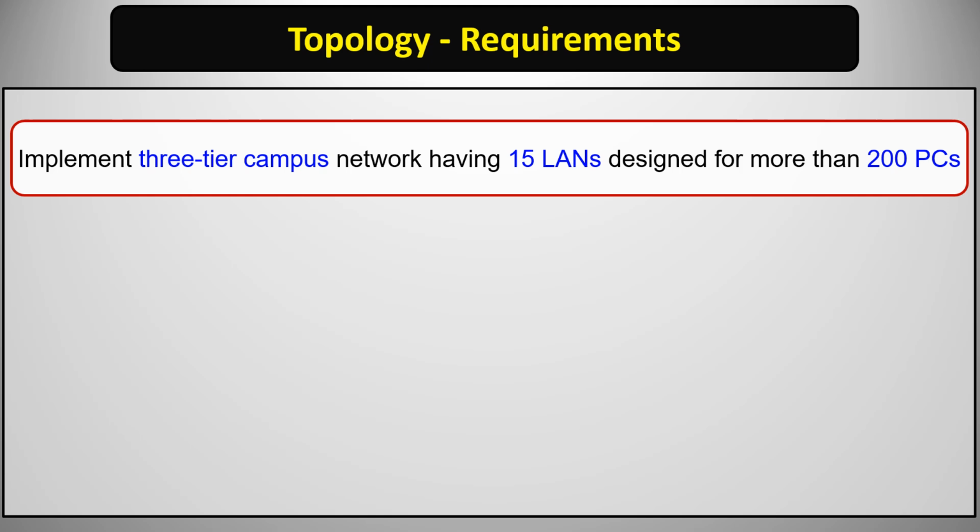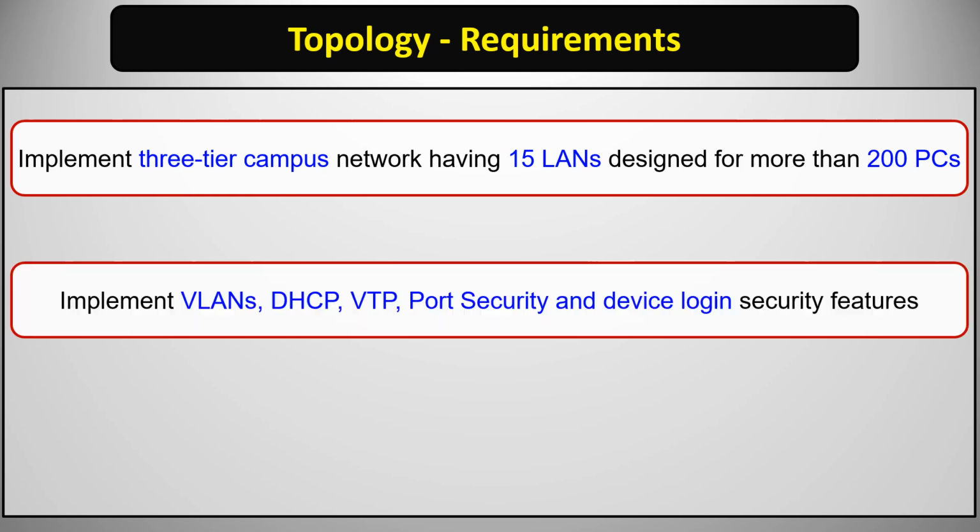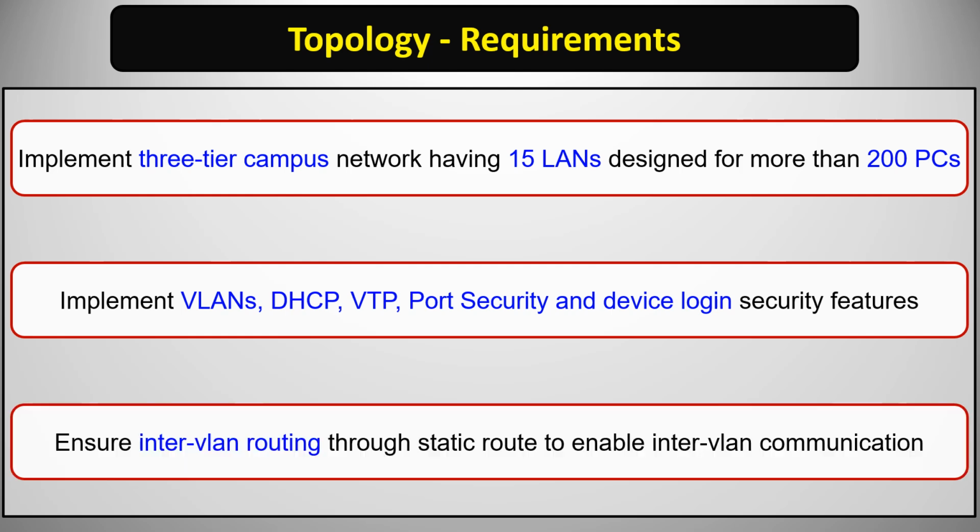Now the topology requirement is to build a 3-tier campus network having 15 local area networks and designed for more than 200 PCs. We have to implement VLANs, DHCP, VTP, port security, and device login security features. We also have to ensure inter-VLAN routing through static route to enable inter-VLAN communication.